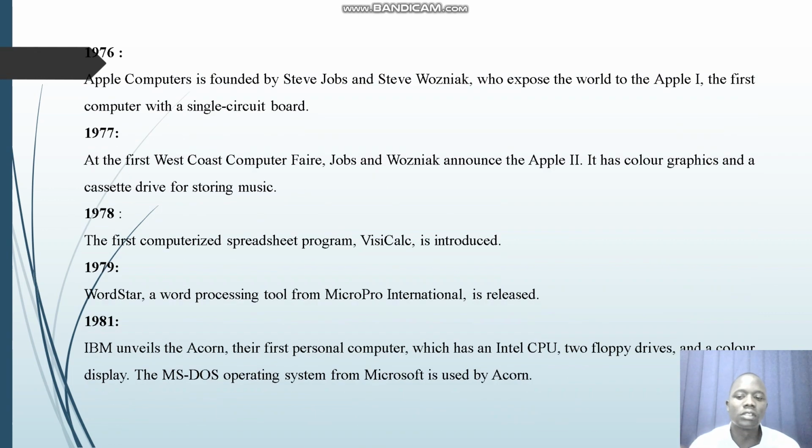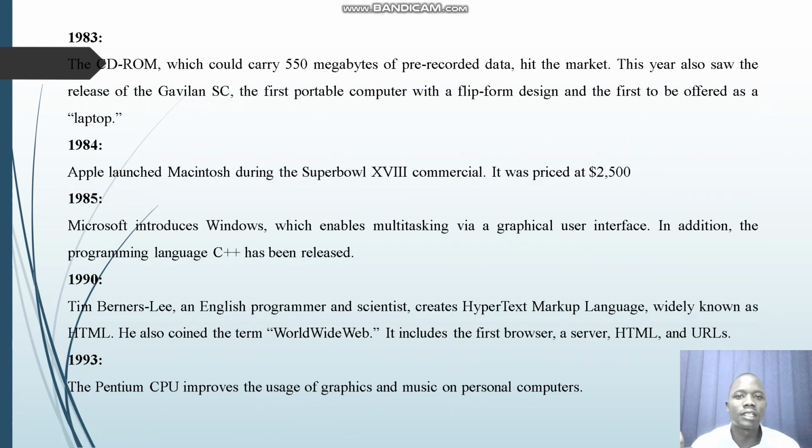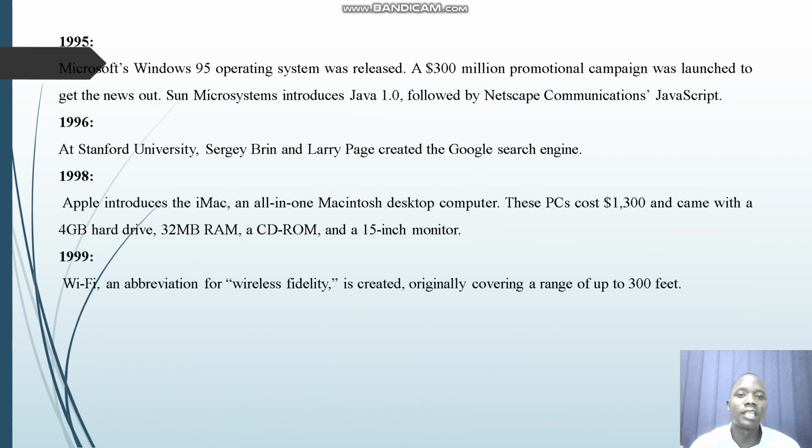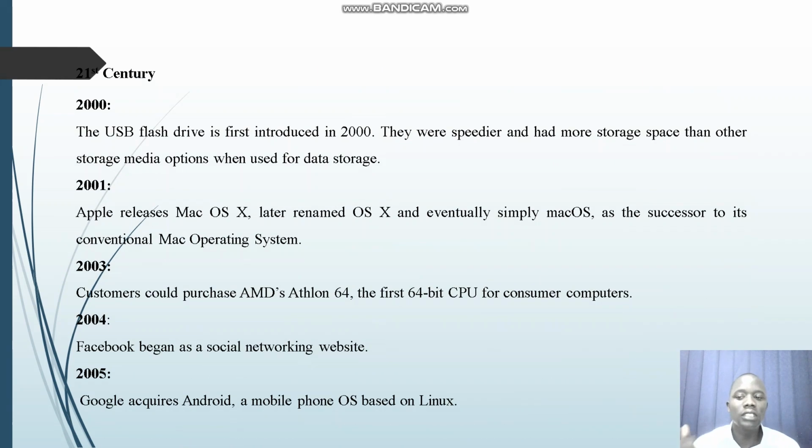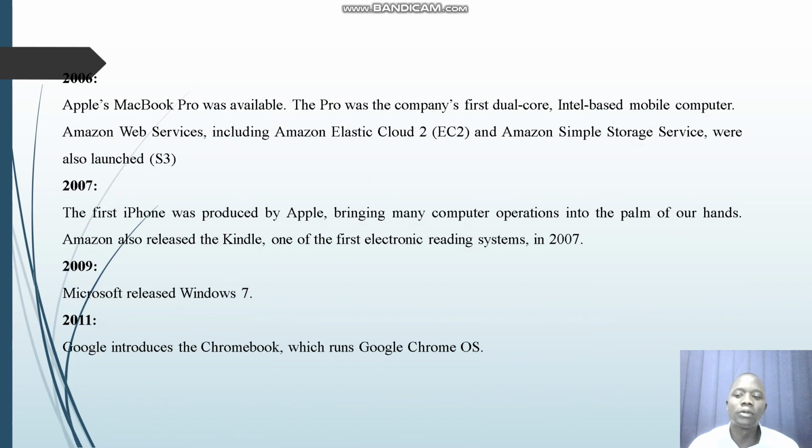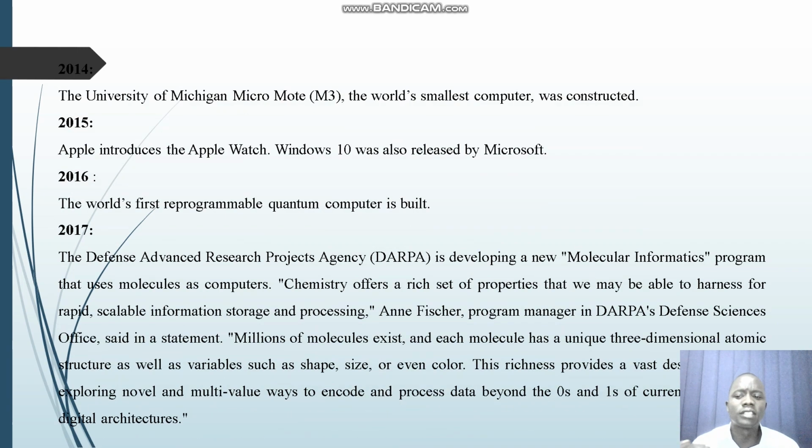Technology kept on moving on in a number of years. But my point of interest here, I want to take you to the latest century, that is the 21st century, where we are up to date, and the technology which was there. This is the 21st century, whereby you see the introduction of the USB flash in 2000, the introduction of Facebook in 2004, and so on and so forth. My point of interest is to see the latest development where they ended, and that was in the year 2017.